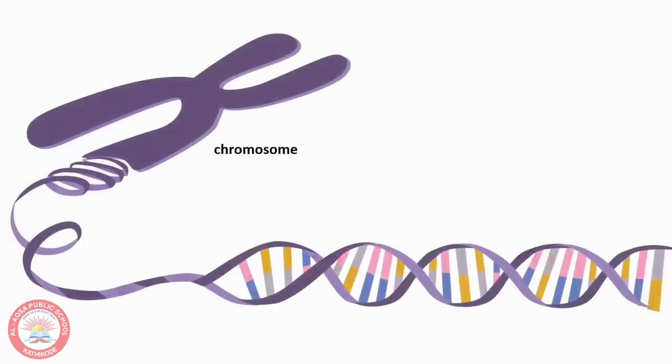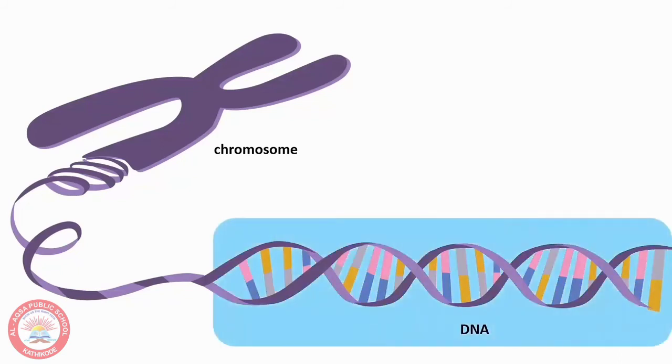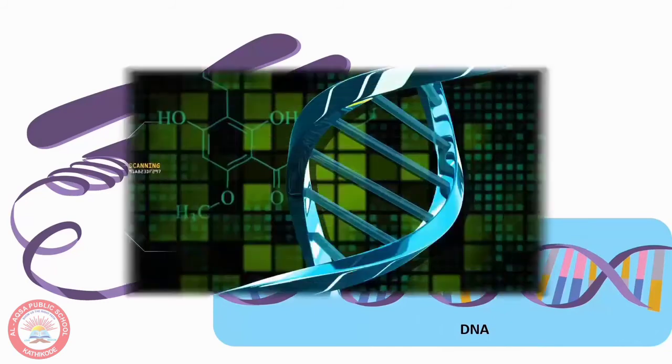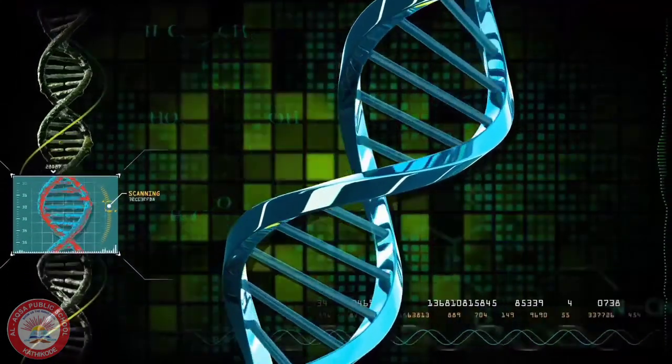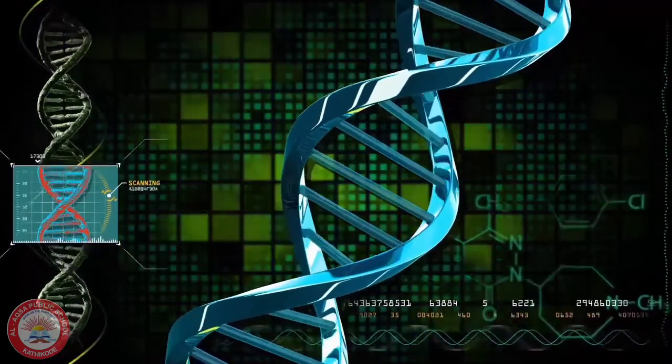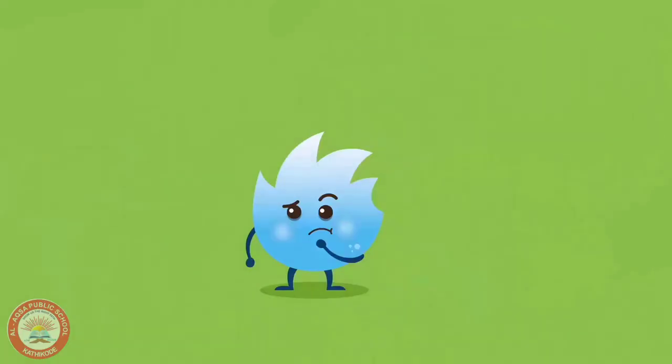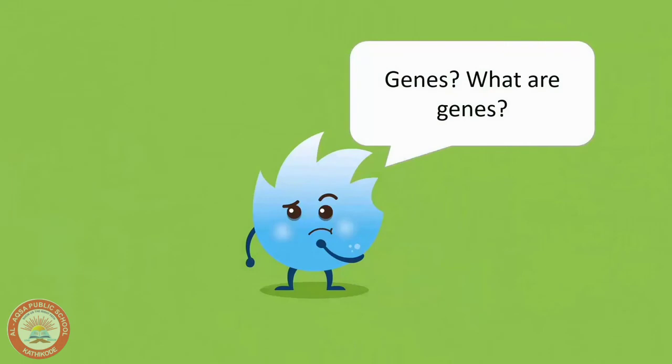A chromosome is made up of DNA molecules packed together. The shape of a DNA is like that of a twisted ladder. We call it a double helical structure. A chromosome is made up of thousands of genes. Now let us see what is a gene.